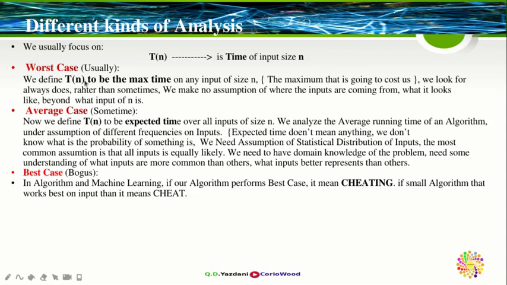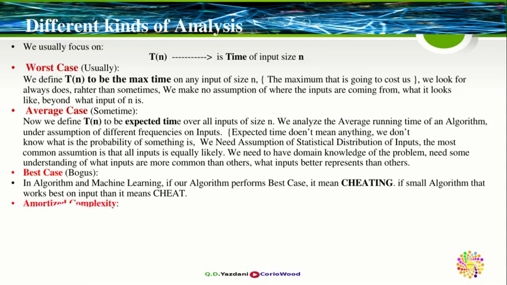I'm looking for the worst case. I'm not looking for the best case. Best case is bogus. In machine learning and algorithms, the best case never happens, and if it happens, it means your algorithm has cheated. So you all need to keep in mind that you need to rewrite your algorithm, because best case is bogus. As a computer scientist, we never believe in best case. Average case sometimes, not most of the time, but sometimes, and the worst case is usually what we're looking for.